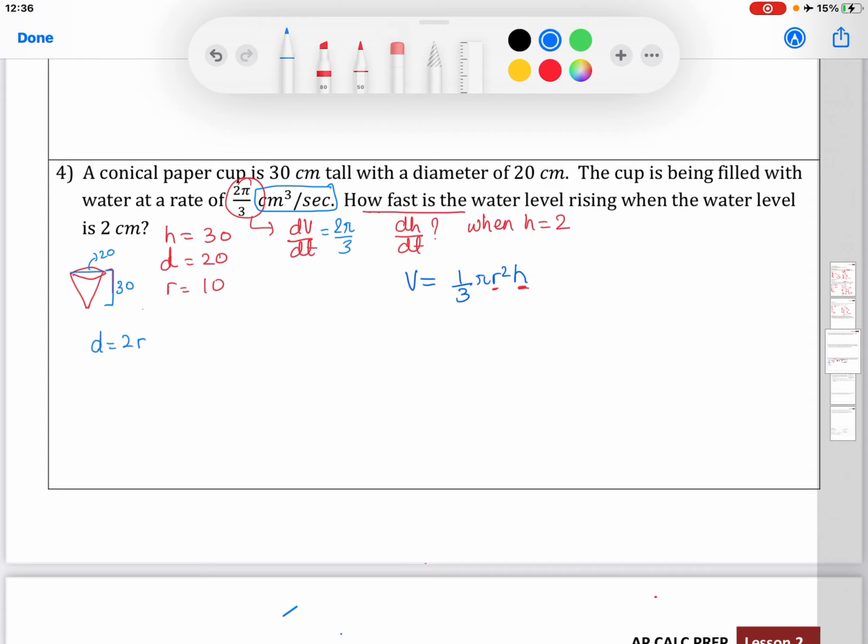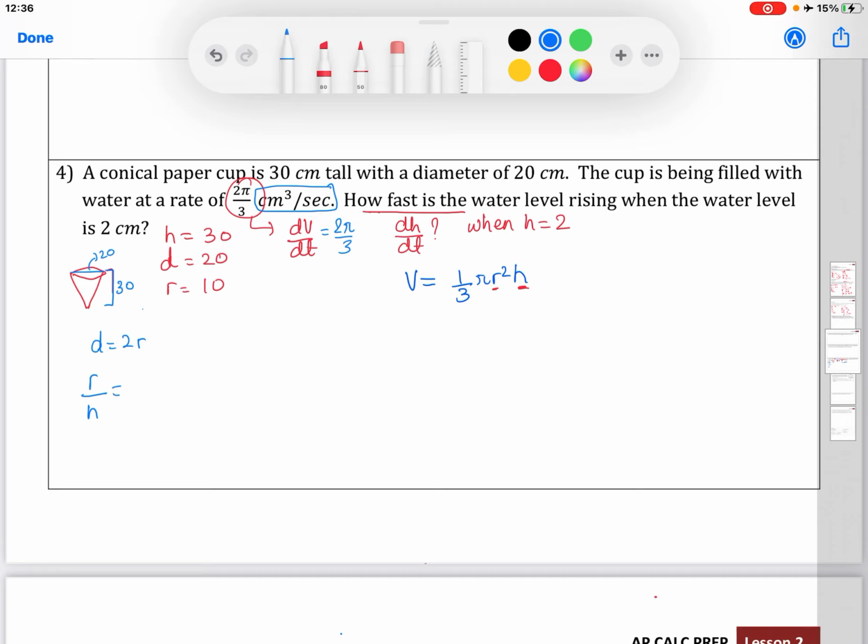Now if you look at the formula, there is R and H, but if I did the product rule, I need to know my dr. I know my R, but I don't know my dr. I cannot have two missing values in one equation. So what I'm going to do is find out the relationship between R and H.